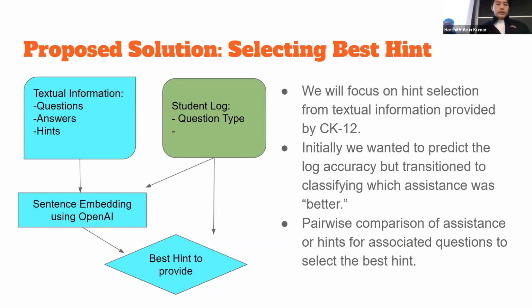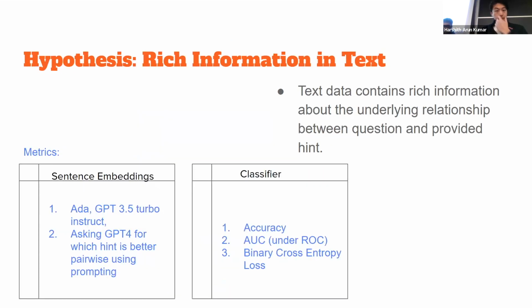Our proposed solution, like I mentioned earlier, is to look at the textual information: questions, answers, hints, lesson plans, anything relevant that the student has access to. We also get the student log information, such as the question types and assistant types they are exposed to. We feed all that into a sentence embedding using both OpenAI and other word embeddings, and from there we select the best hint to provide to the student.